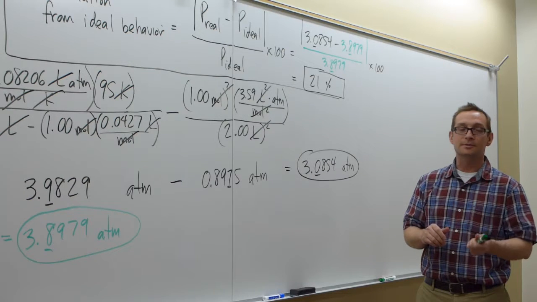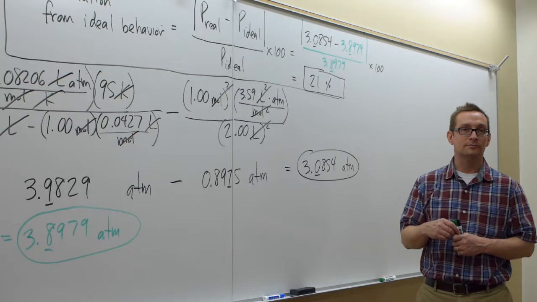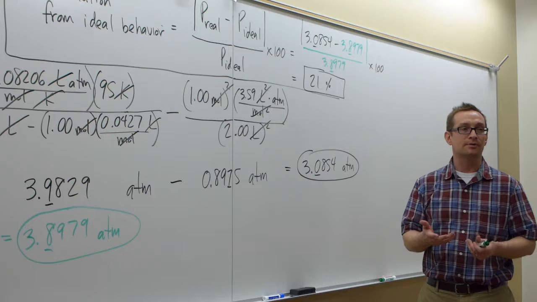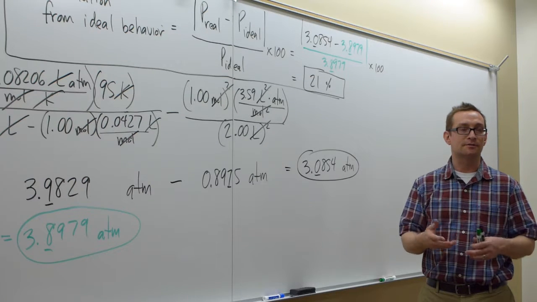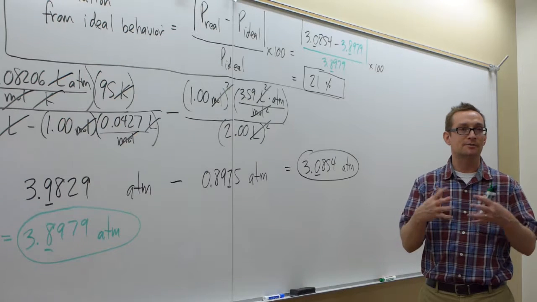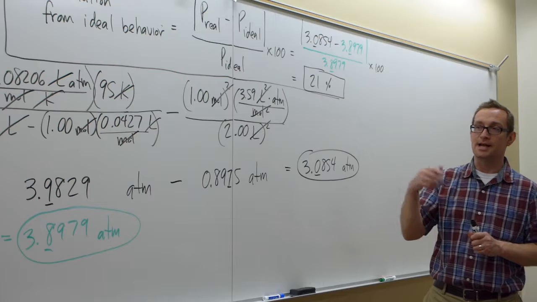Carbon dioxide has a molar mass of 44.01 gram per mole. Xenon's is 131 gram per mole, right? So higher molar mass means greater dispersion forces, meaning greater sticking of molecules, which means more deviation from ideal behavior. And you'll see that in the calculation here.